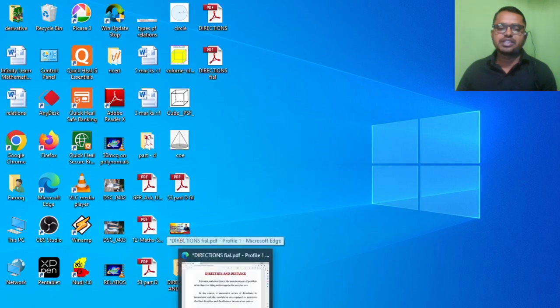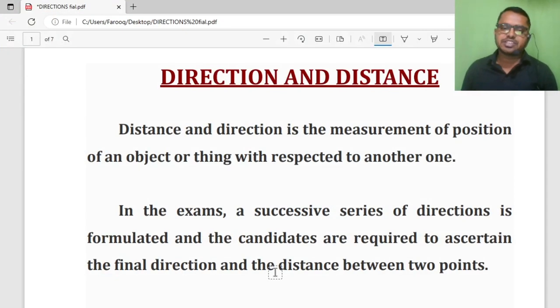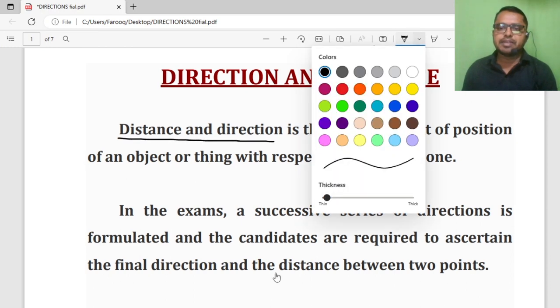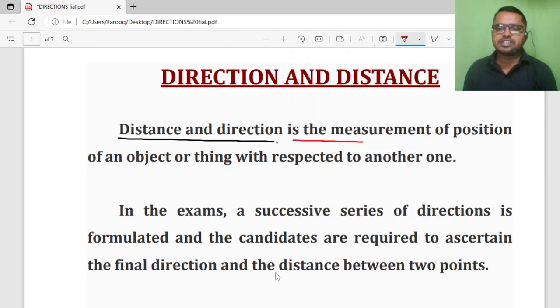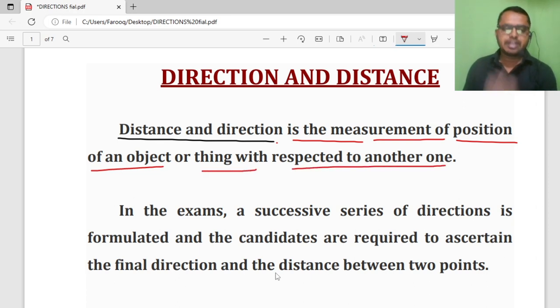What are the basic things related to direction and distance? Distance and direction is the measurement of position, the position of an object or a thing with respect to another one. So what we are doing in this type of question is measuring the position of an object or thing with respect to another object or another thing.